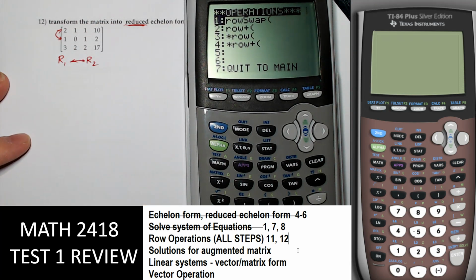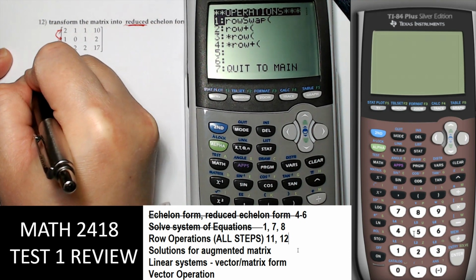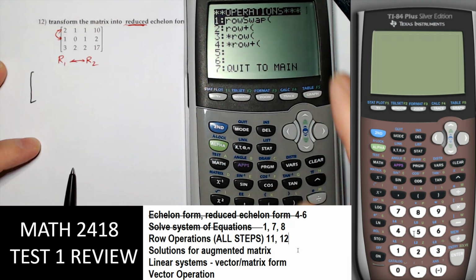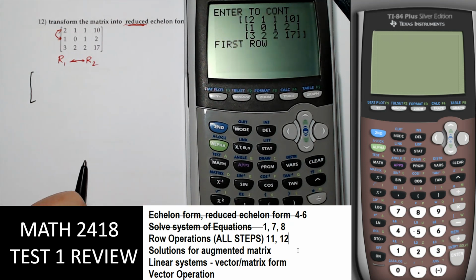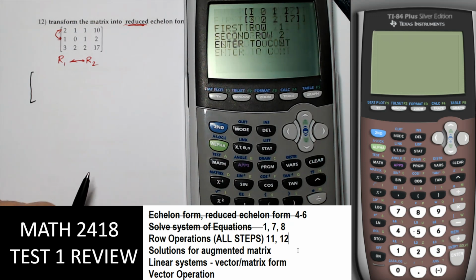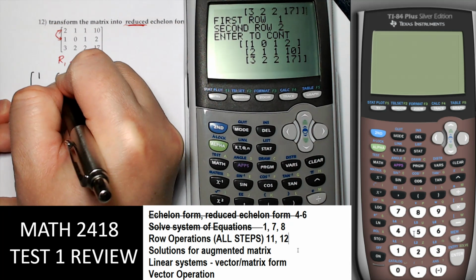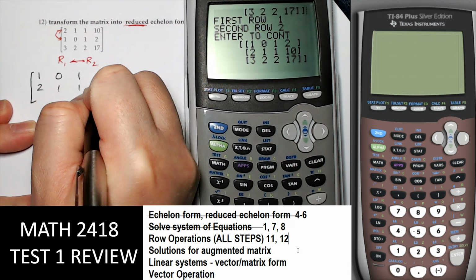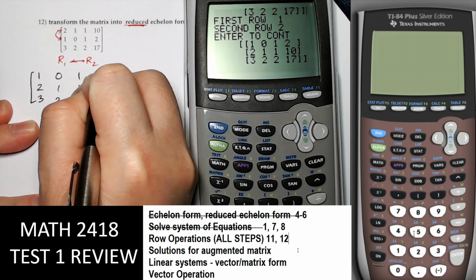So we'll do that. We will do it on the calculator too. Row swap, the first option, hit enter. First row is 1, second row is 2, and we swap these two rows. There. I just copy from the screen: 1, 0, 1, 2; 2, 1, 1, 10; 3, 2, 2, 17.